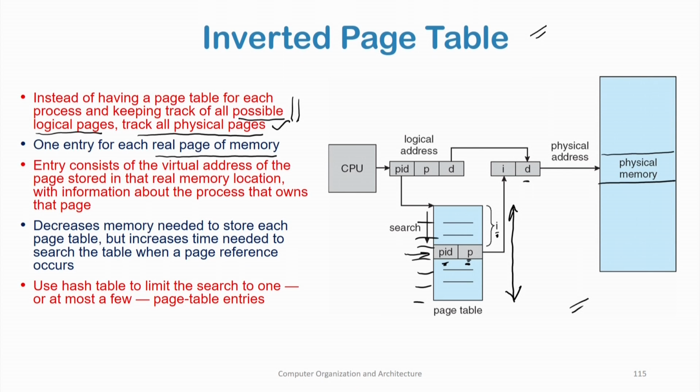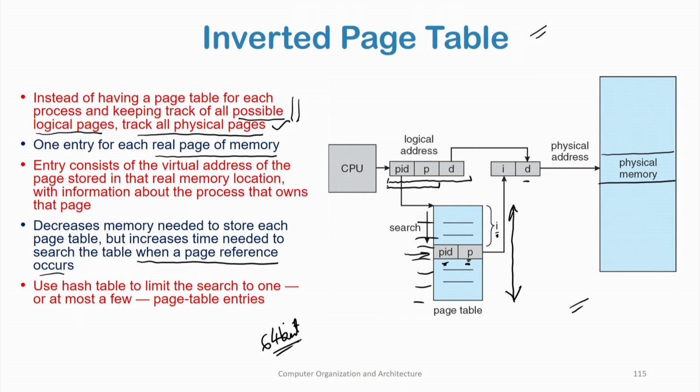So, what is the advantage? It decreases the memory needed to store the page table, but increases the time needed to search the page table when a page reference is made. So, we need to discuss how a page reference will be made. The CPU still floats this logical address. Now, this combination of PID and P. The logical address is again divided into 3 parts, because this is used for large address spaces, for example 64 bit computers.